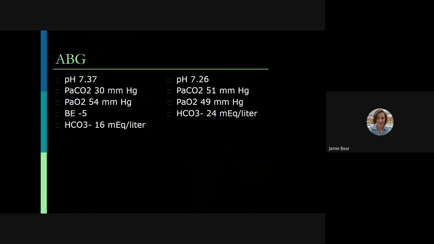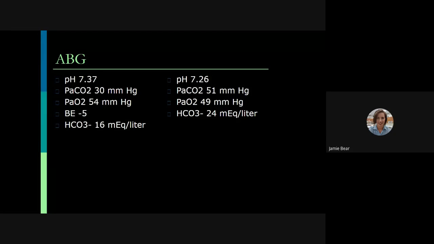acidosis. Then we would look and say, well, 7.37 is more acidic than alkalotic due to the fact that it's less than 7.40, we could say that this person has a fully compensated metabolic acidosis. Now let's look at the next one, 7.26, 51, 49, and 24.